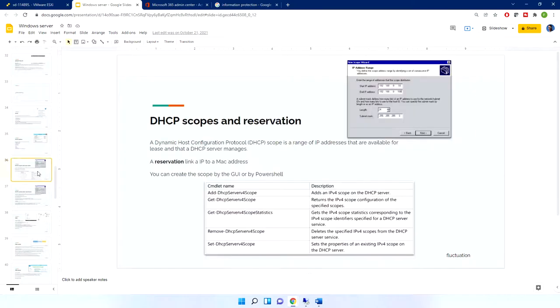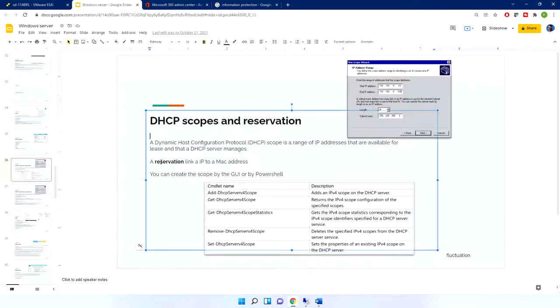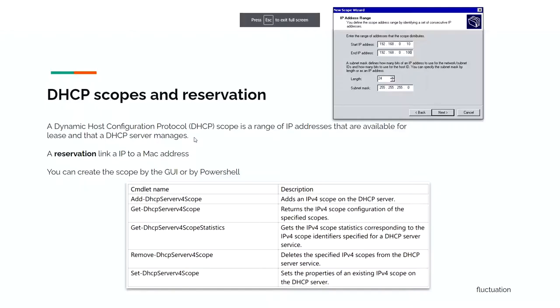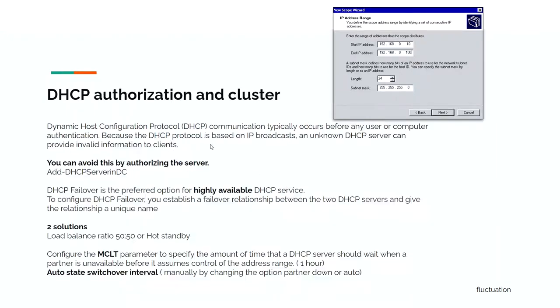So scope and reservation. Okay, reservation linked to a MAC address, remember. And here is some example of PowerShell commands that you can use to manage your DHCP. Add a DHCP scope, get statistics, remove a scope, everything you want, you can do it here.